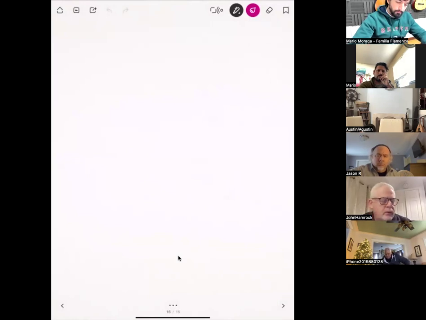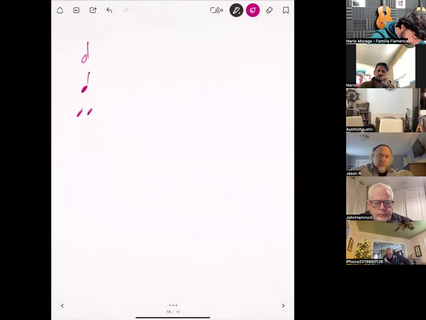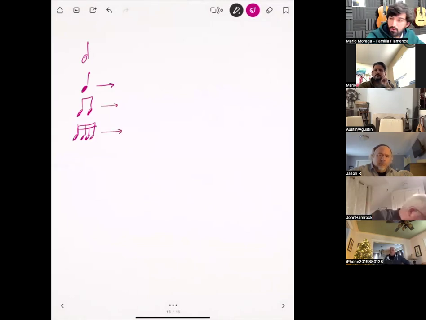Okay, so first of all, I'm going to learn something before you. I'm going to learn how to call those notes. So that's a quarter note, right? That's an eighth note and that's a sixteenth note, right? How do you call this one?